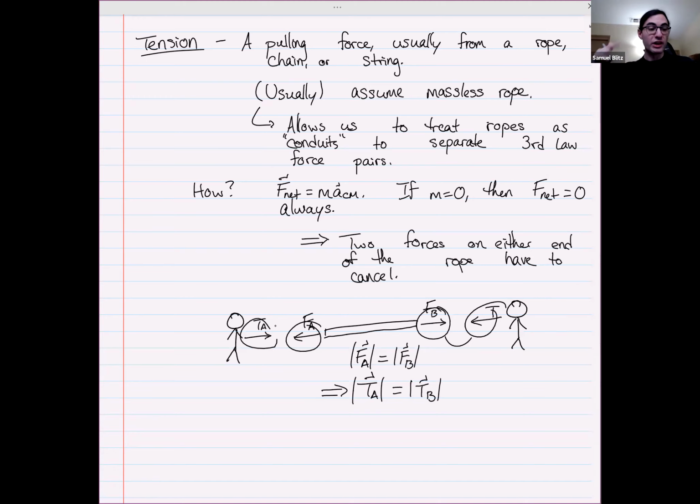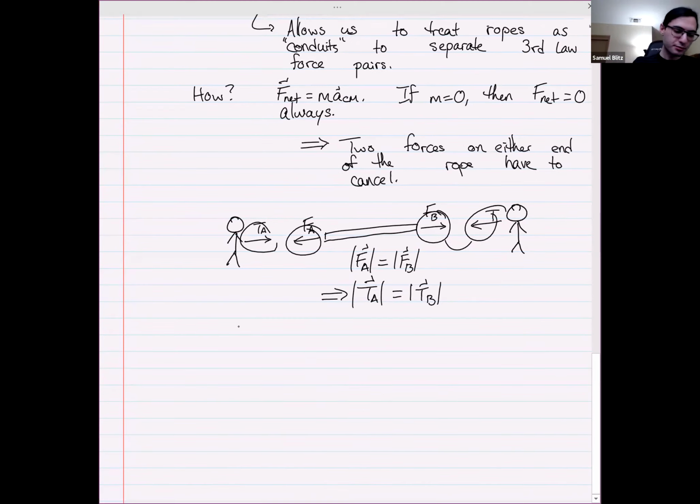And that's really powerful, especially because when we do this, i.e. treat ropes as if they're massless, the third law force pairs aren't always opposite directions anymore. Or at least they don't have to be.